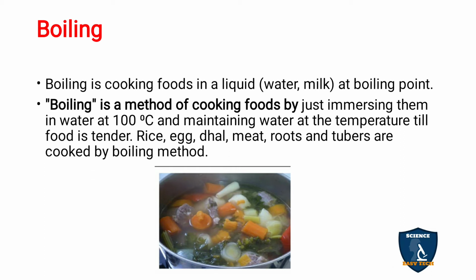So boiling is cooking food in a liquid, water, milk at boiling point. So what is the boiling point? 100 degrees Celsius or centigrade. Okay. So boiling is a method of cooking foods by just immersing them in water at 100 degrees centigrade and maintaining water at the temperature till the food becomes tender or the food is cooked. For example, water you can boil, milk you can boil, stock you can boil, rice, egg, dal, meat, roots, that is potatoes and tubers, are cooked by means of boiling method.